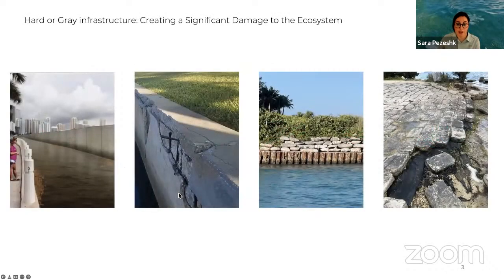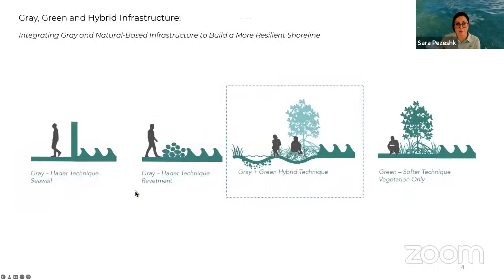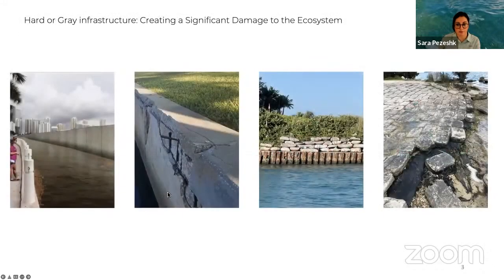To protect the coastline, one of the common and widely used techniques is creating hard infrastructure, which means creating a concrete barrier along the shoreline to protect it from wave attack. This strategy is causing more harm to our ecosystem by making the coastal area more vulnerable to storms and high tide, and destroying the coastal habitat.